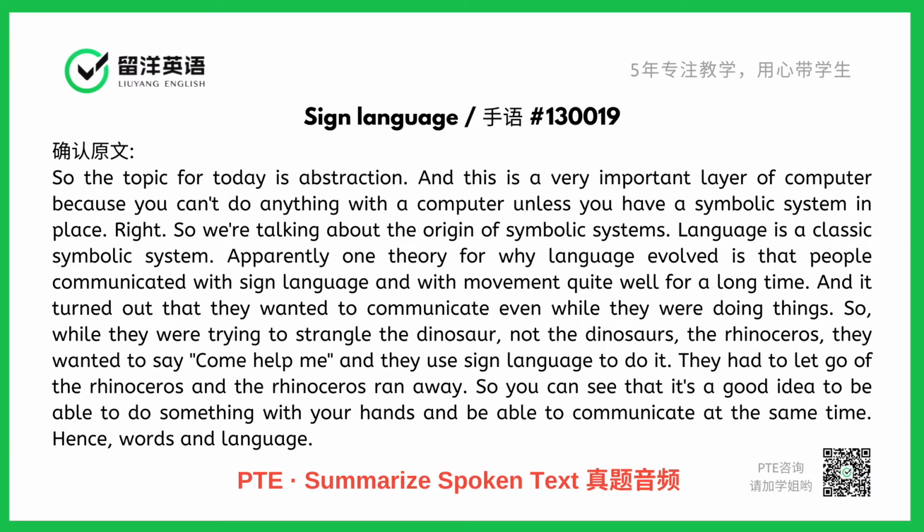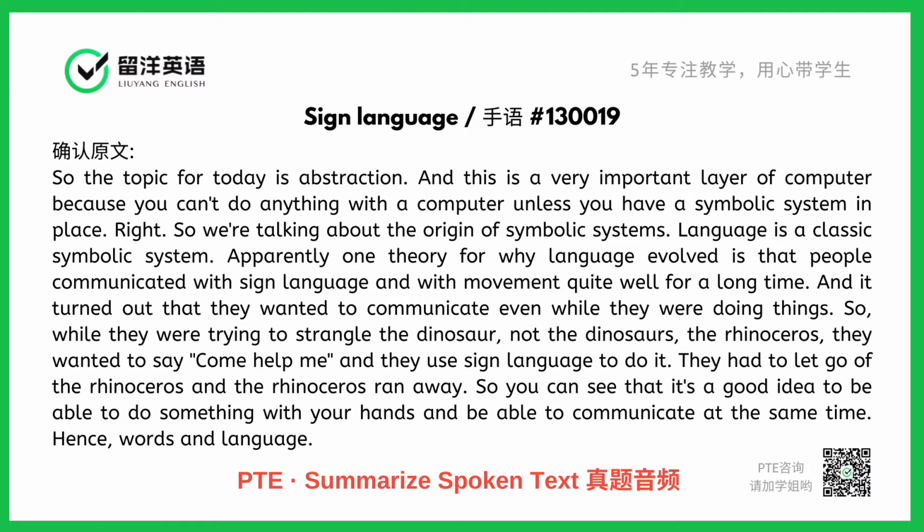So the topic for today is abstraction. And this is a very important layer of computing, because you can't do anything with a computer unless you have a symbolic system in place. Right. So we're talking about the origin of symbolic systems. Language is a classic symbolic system.